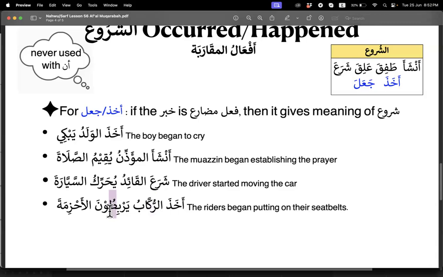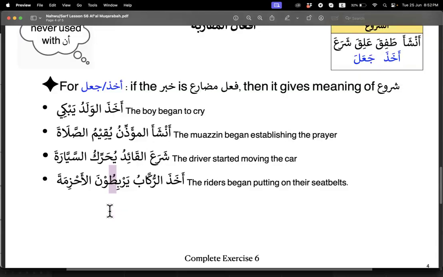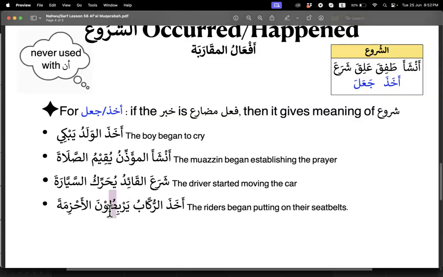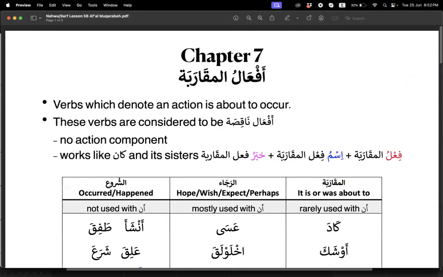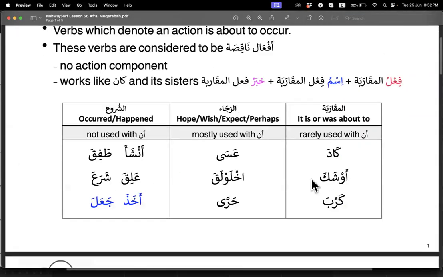Sorry, I misunderstood your question. Okay, so any other questions right now? No problem. All clear? Inshallah. Easy, right? All is clear. Alhamdulillah. Yes, this is easy. This is basically kana. Just that we are just learning new sisters, new groups of sisters. This is one group, this is one group, this is another group. Okay.